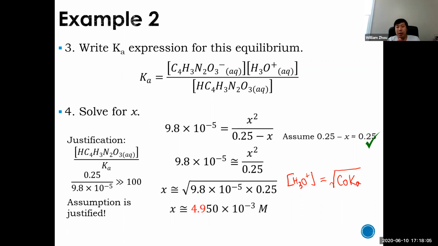So X is approximately equal to 4.950 times 10 to the negative 3. All right. And the hydronium concentration, you just round to 2 sig figs. Okay, that's probably a rounding error right there. That should be 5.0. I don't know what I was thinking. I should probably fix that. Are you good? That is the hydronium ion concentration.